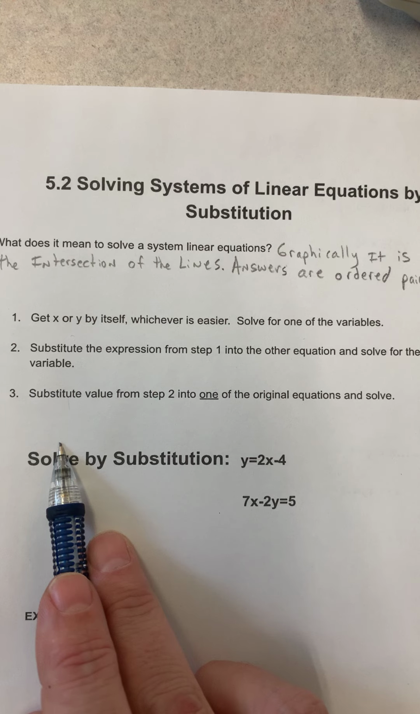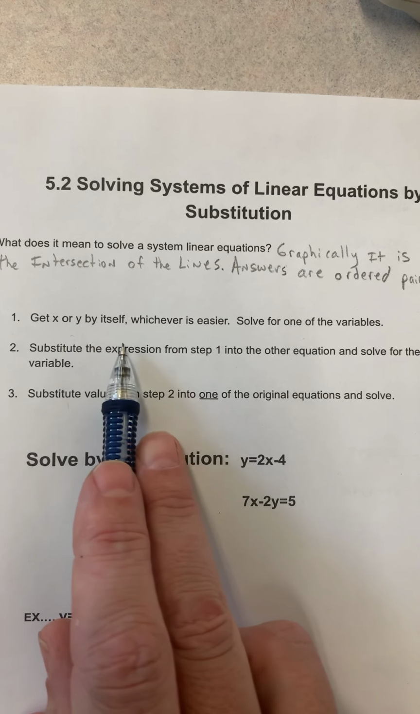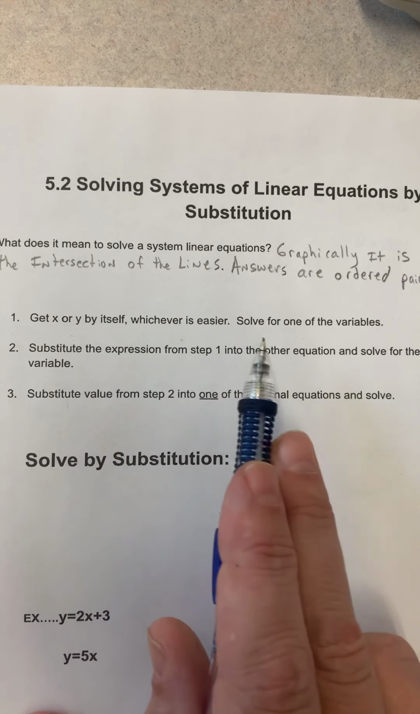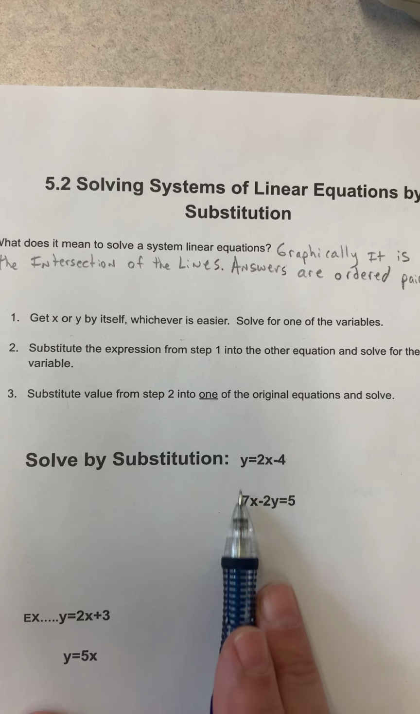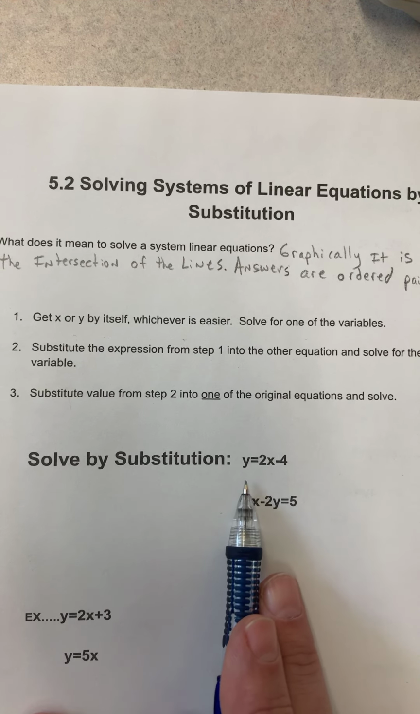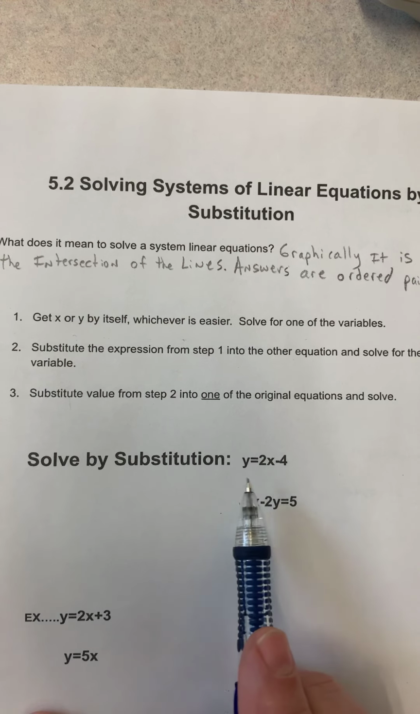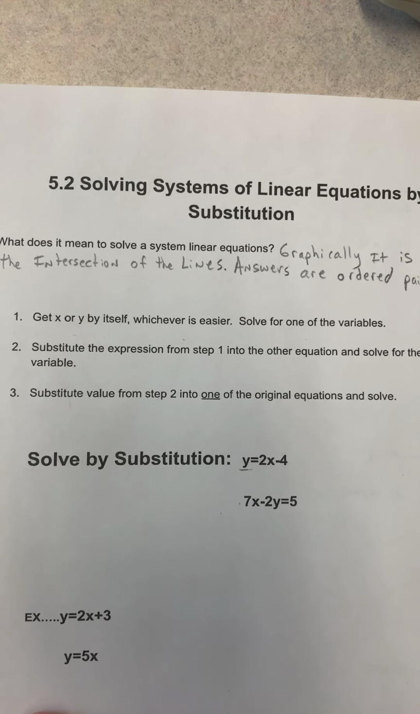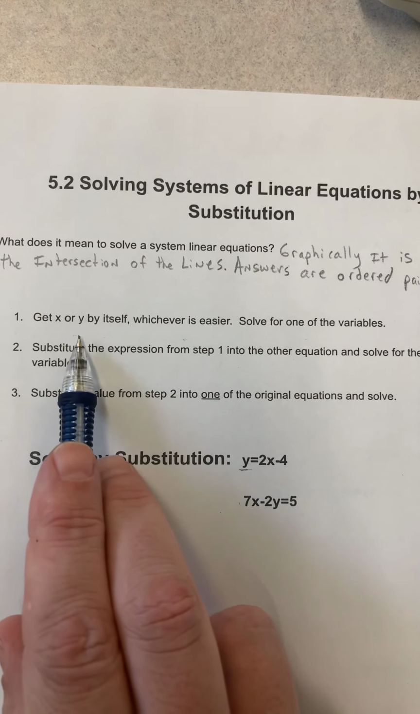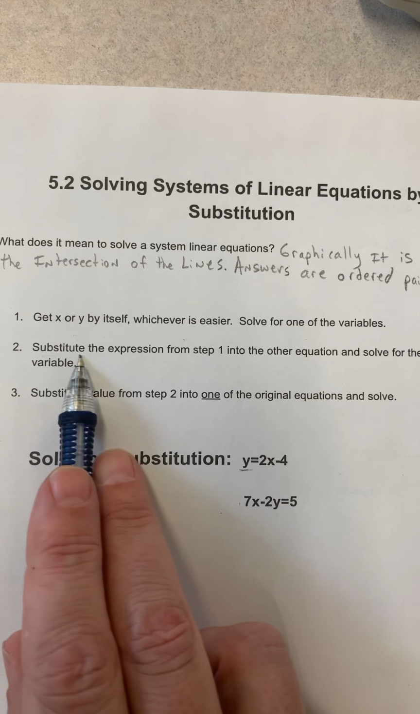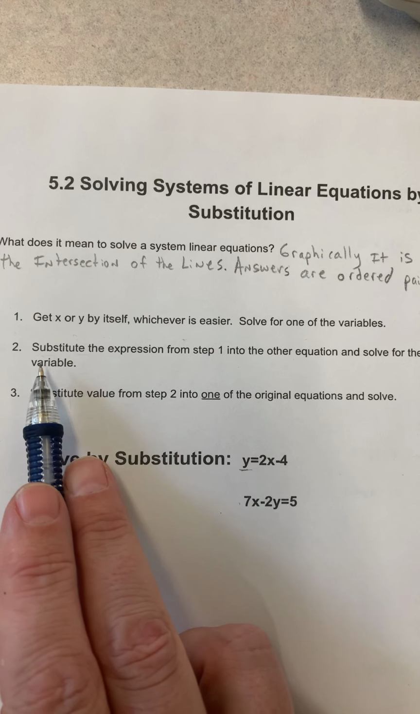The first thing you want to do is get x or y by itself, whichever's easier. You want to solve for one of the variables. So if I look at this example right here, I want to see, is there an x or a y by itself? Meaning, is x solved for something by itself, or is y by itself? And I can see right now that y is by itself, and that's going to be important. Because when I have one of the variables, or even both, that are by themselves, substitution is a very viable option to help solve this system.